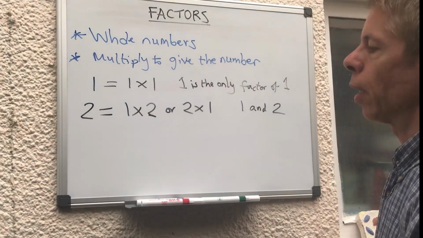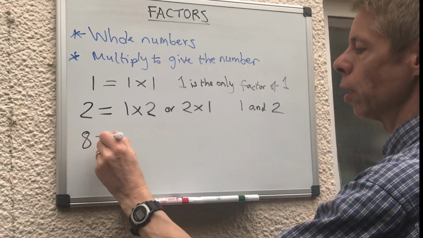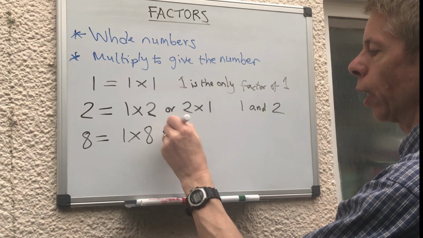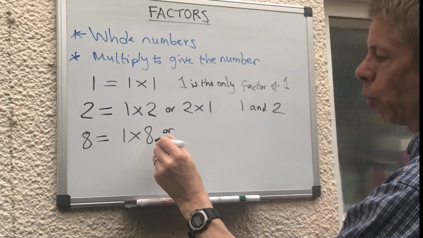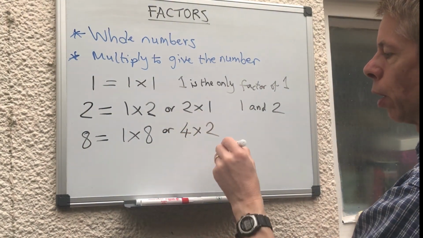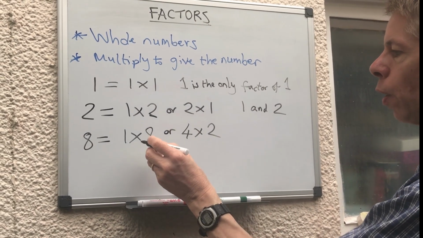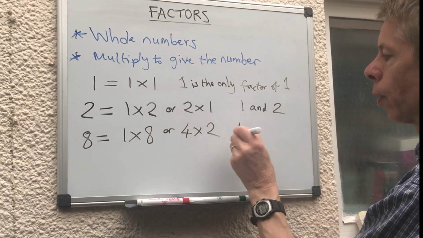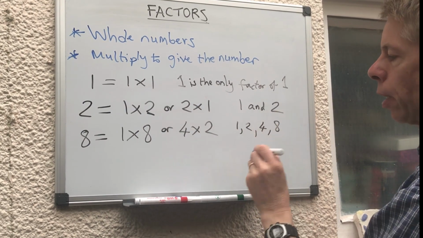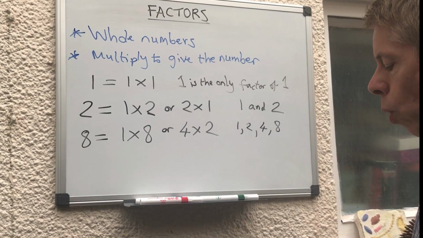Let's just jump a bit and we'll do 8. So 8 could be written 1 times 8, or it could be written 8 times 1, we won't bother with that one. The other one is 4 times 2, which you can also write 2 times 4, but they're the same thing. So the factors of 8 are 1, 2, 4 and 8, and they're shown by these factor pairs. Right, let's look at one more.